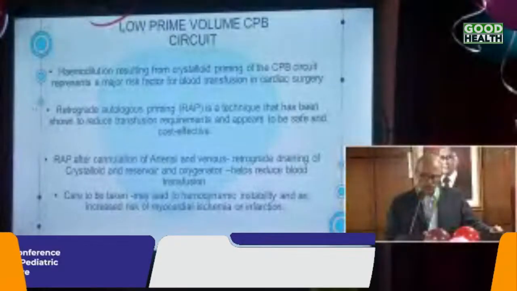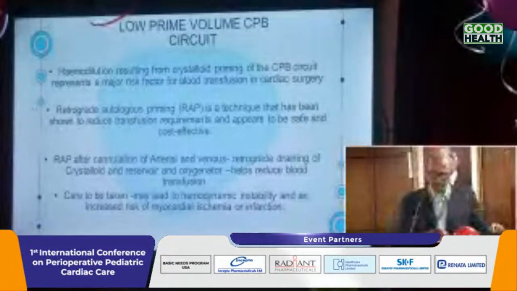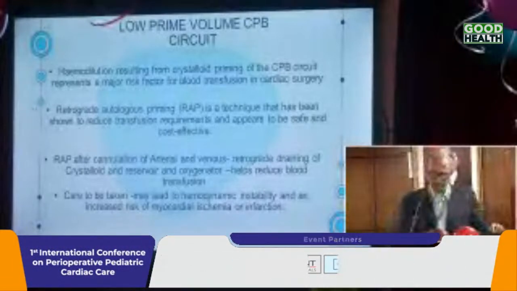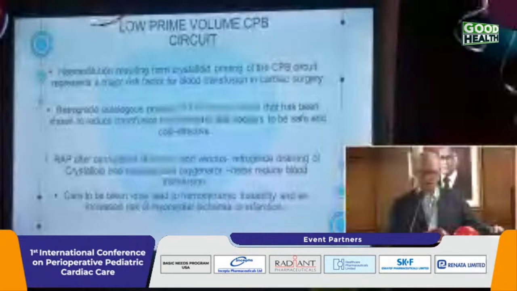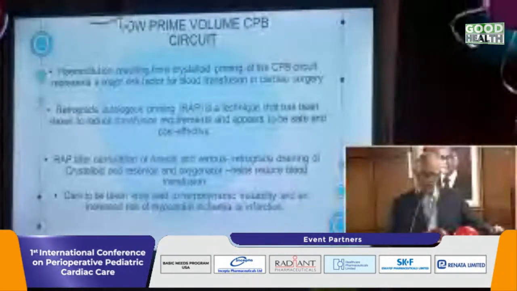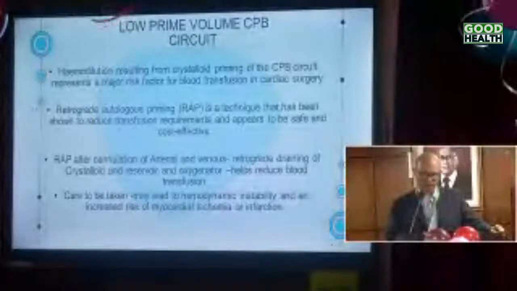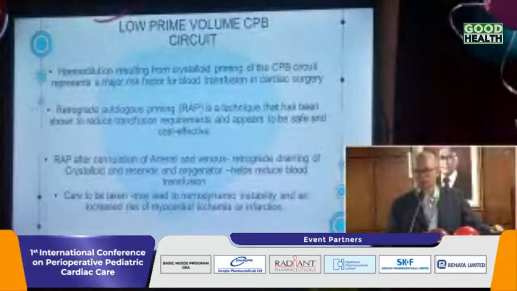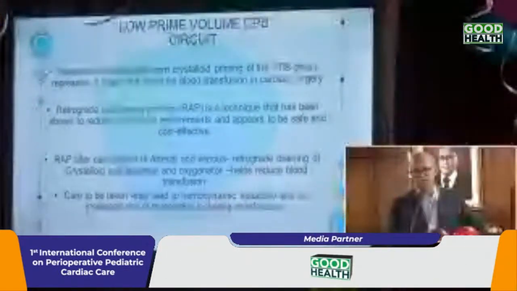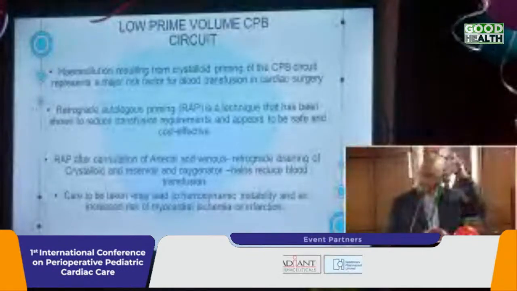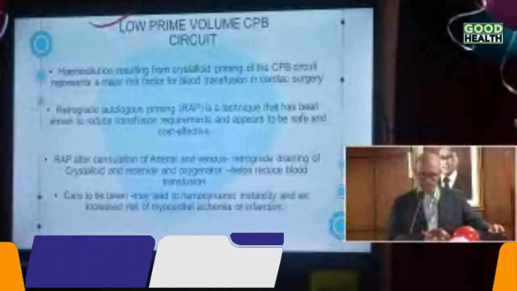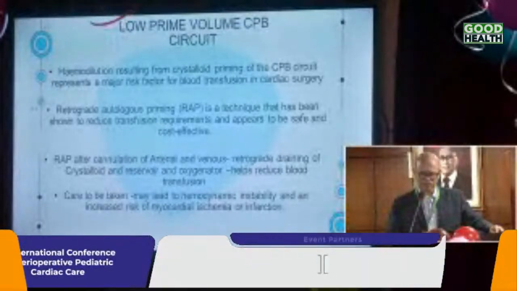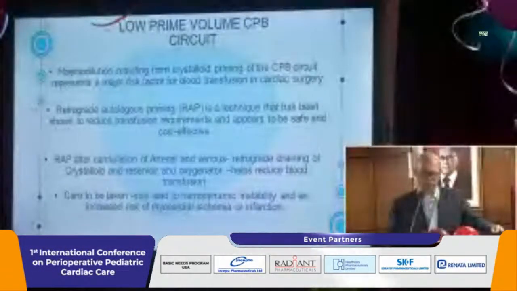Retrograde autologous priming is a technique that has been shown to reduce transfusion requirement and appears to be safe and cost effective. After cannulation of the artery and vein, the crystalloid in the circuit, reservoir and oxygenator is drained retrograde, which helps reduce blood transfusion. So after doing the priming to de-air the circuit, we usually take out the crystalloid which we have added so that we can minimize blood transfusion. Care must be taken because draining too much blood may lead to hemodynamic instability and an increased risk of myocardial ischemia or infarction.